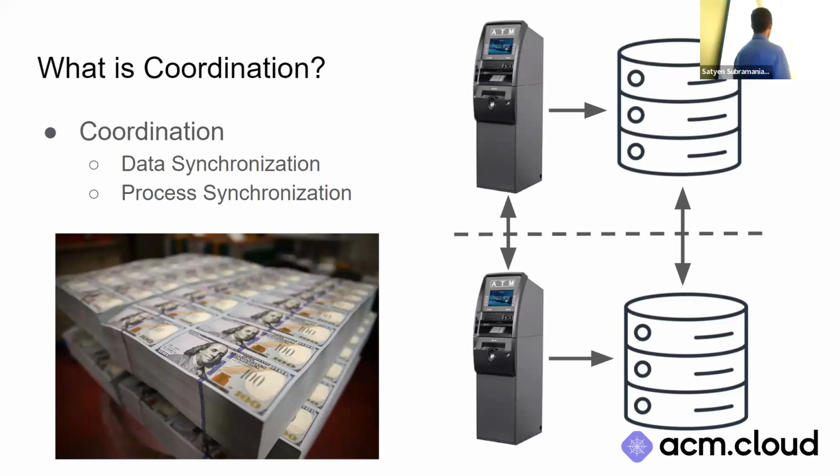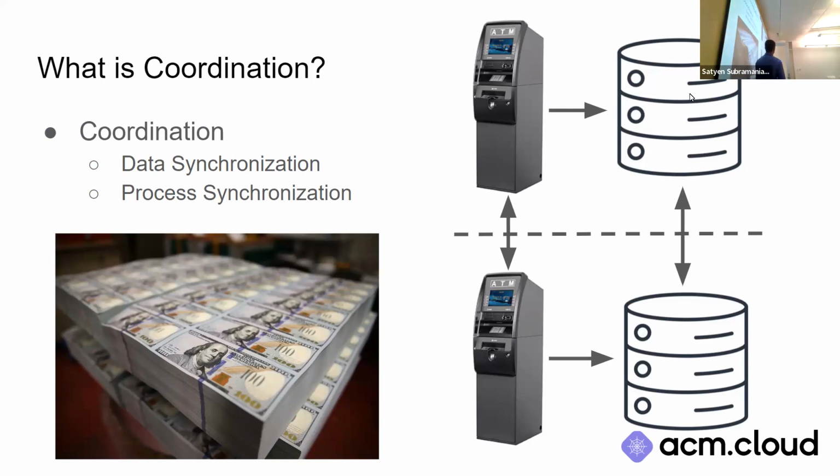So yeah, the first question here that I'm going to pose to you guys is, what is coordination? So I have kind of an image here on the right, to kind of give you some hints of a scenario where coordination can be very important. But yeah, essentially, there are two types of coordination: data synchronization and process synchronization.